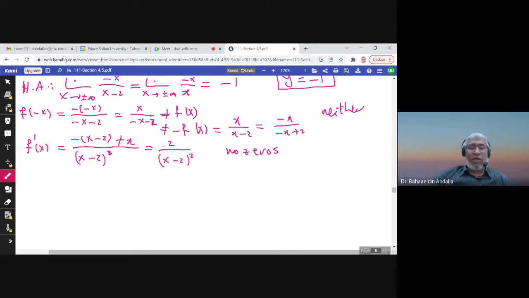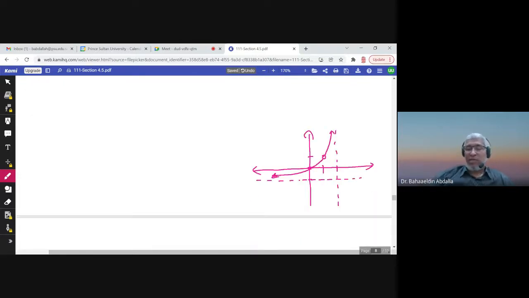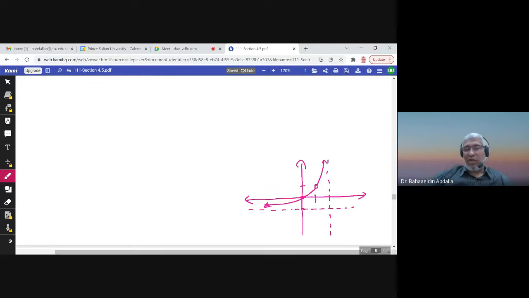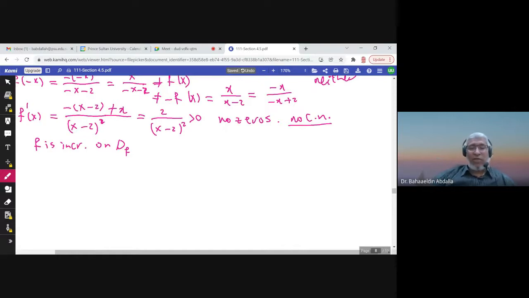It has no zeros because the numerator has no zeros, but it does not exist when x is 2, and 2 does not belong to the domain. So no critical numbers. There are no critical numbers for this function. So no extreme values. Yeah, there is no maximum, no minimum. This agrees with us. And you can see that f prime is always positive. This is positive and this is a square, positive. So f is increasing on the domain of f. So yeah, the function is increasing. This agrees with our graph here. That's excellent. Now let us try to find f double prime.